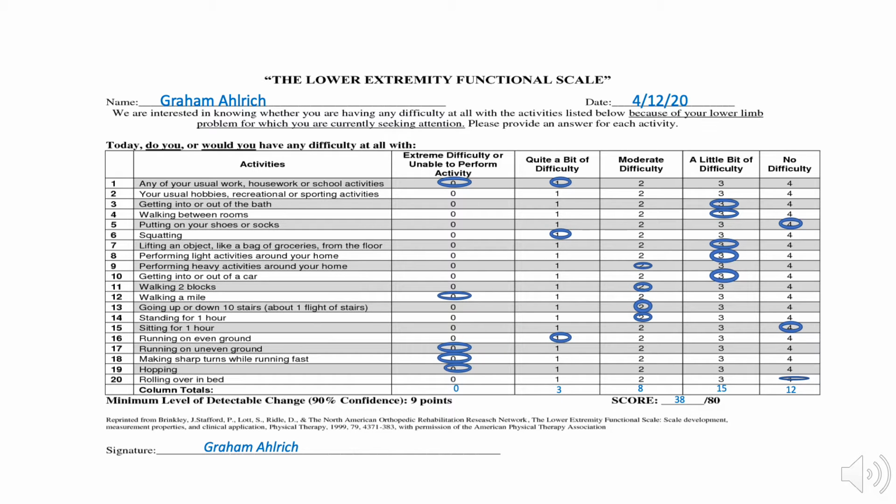So what you're looking at now is the questionnaire that Ivy gave to our patient. It has 20 everyday tasks that the patient rated on a scale of 0 to 4, ranging from extreme difficulty to no difficulty. The patient circles each answer, and you, as the therapist, have to tally their scores at the bottom of each column. And then the sum of those columns is the patient's LEFS score.